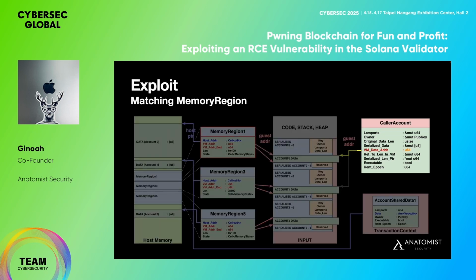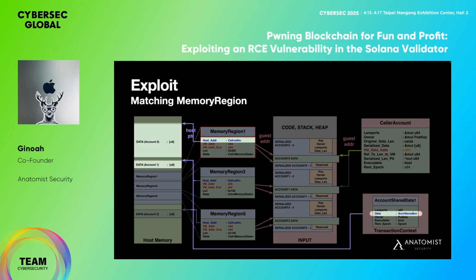When CPI returns, it initiates the replacement procedure, checking if the data buffer of the caller account has been relocated. It tries to retrieve the memory region using the VM data address in the caller account for account 1. But instead of finding the memory region of account 1, it finds the memory region of account 0, believing it is the memory region of account 1.